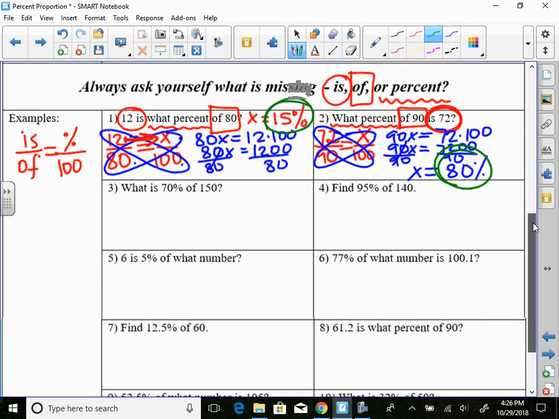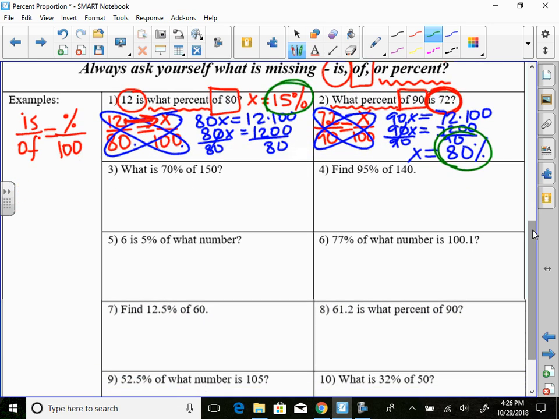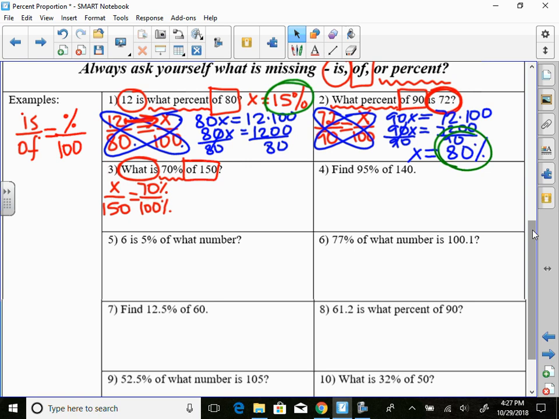Moving on. What is 70% of 150? So in this case, we have 70% and we have of 150, and what we're missing is "is." I can clearly see that is missing because they're asking what is. So let's see, now my x will be at the top of my first ratio over 150 equals 70% over 100%. Both of these numbers in the second ratio are percents. Okay, I'm going to use cross product to solve.